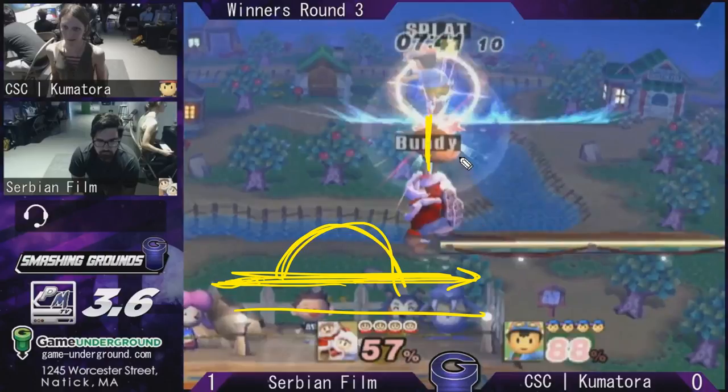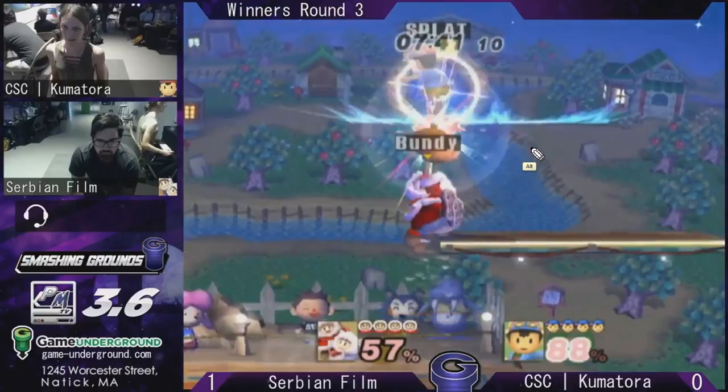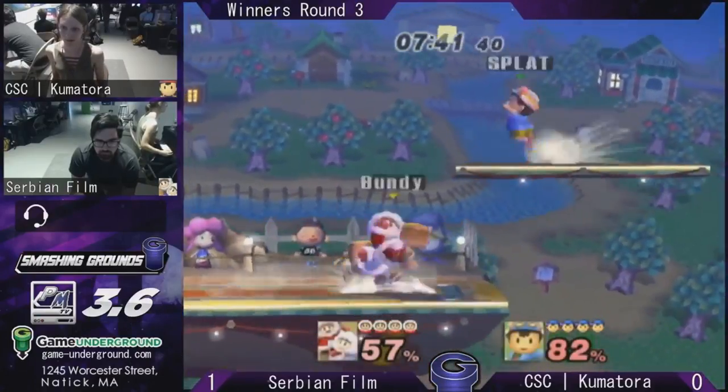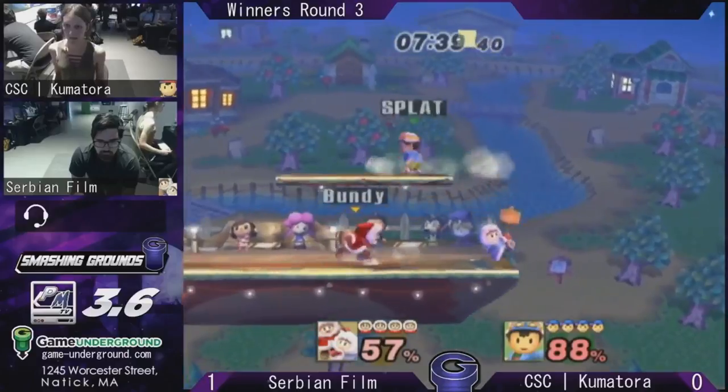Ice Climbers can't even necessarily challenge this forward area because forward air is a little too slow. Down air covers a little below. They can't cover this. This is a huge blind spot when they're in the air, and then this is also somewhat of a blind spot as well. Things to think about. But you'll see that Serbian film is very keen to leave the ground and challenge Kumatora on these approaches, right? Trying to challenge those angles.